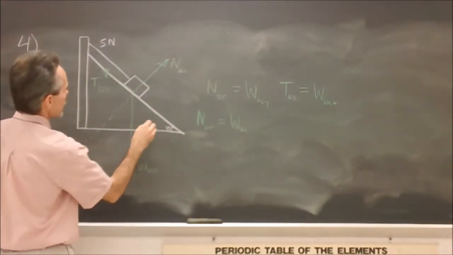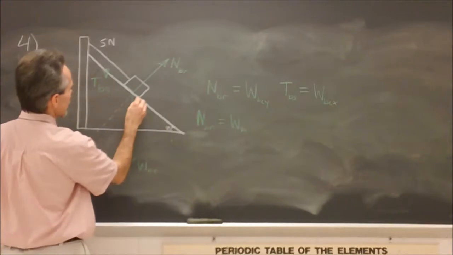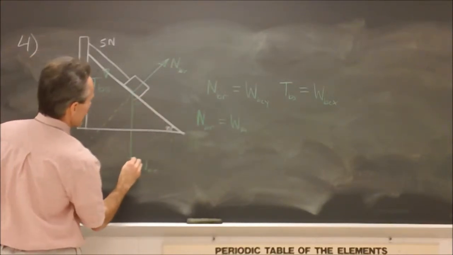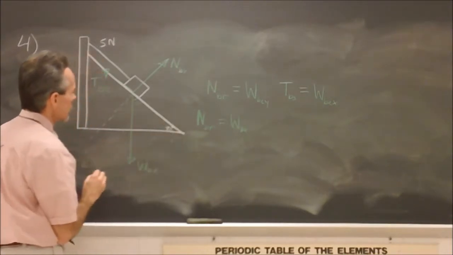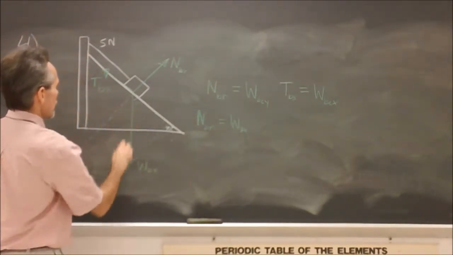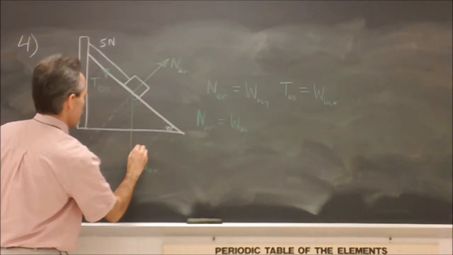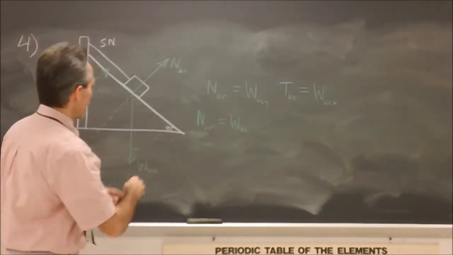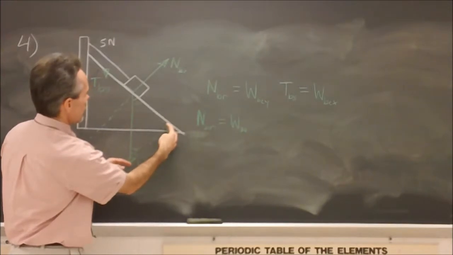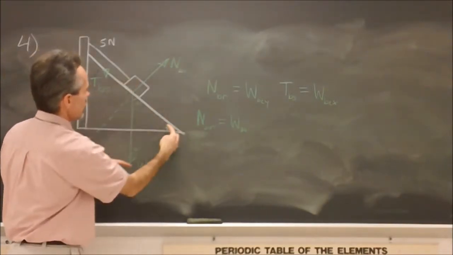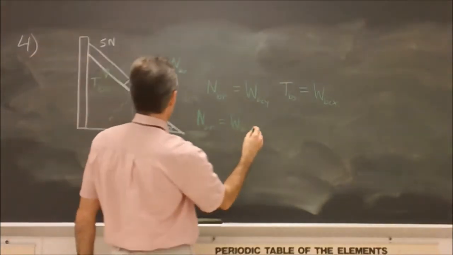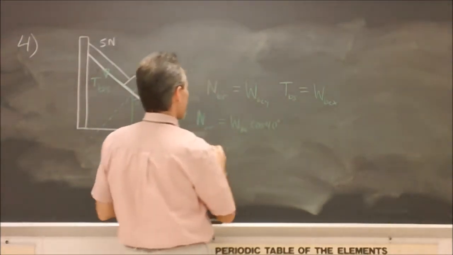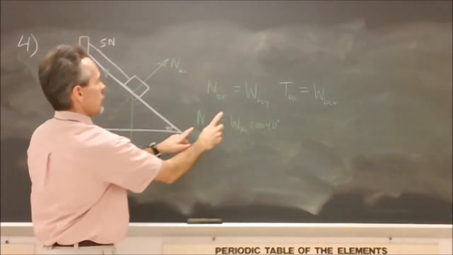Hopefully, if you can see that this is 40 degrees, then this angle up here must be 50 degrees. And so when I make my triangle here, if that's 50 degrees, then this angle down here must be 40 degrees. And so therefore, if I want this side, because that's the one that's equal to the support force, that's going to be given by the cosine of 40. Unfortunately, at this point, I can't solve that equation because I have two unknowns.